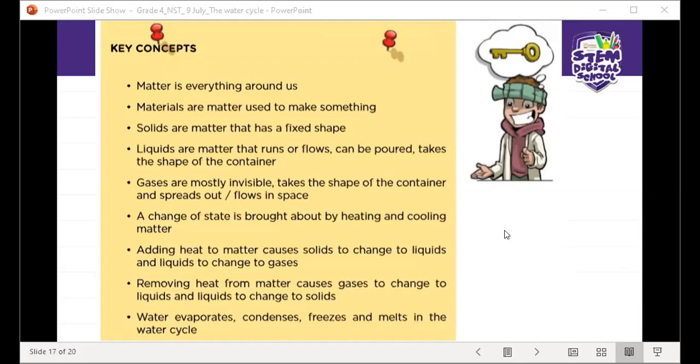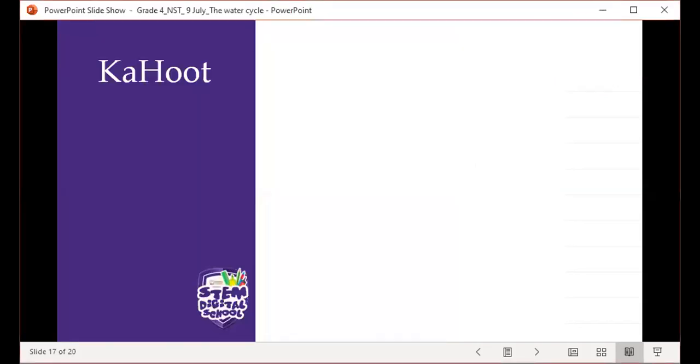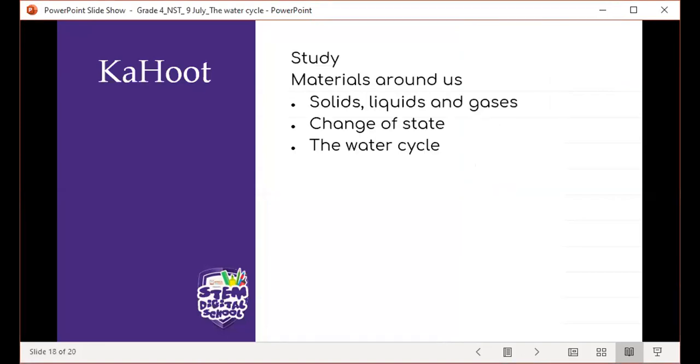So guys, this brings us to the end of our lesson for today, but please do not leave class because we still need to cover something. Tomorrow, you guys asked that we play Kahoot. So I need you to prepare materials: read solids, liquids, and gases, and read through your work on change of state as well as the water cycle. Tomorrow we will be playing Kahoot, and this is the work that you need to cover.